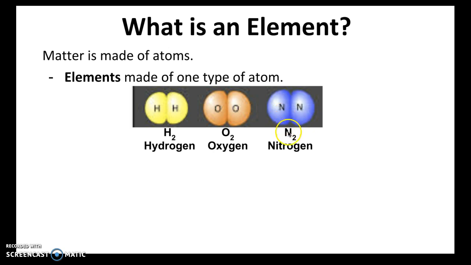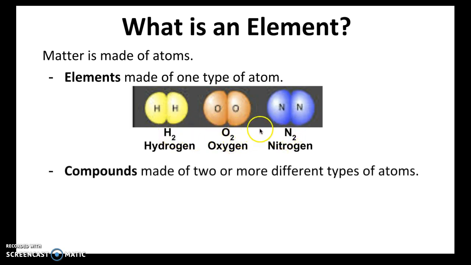And we can tell that from the formula as well, because there's only one element symbol in each of these. Just hydrogens here, just oxygens here, just nitrogens, no matter what the number is. The number can be anything from 1 to 1,000. As long as it's the same type of atom, it's an element.